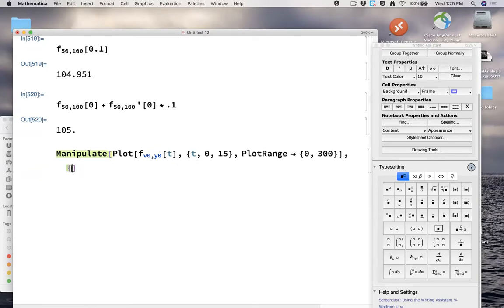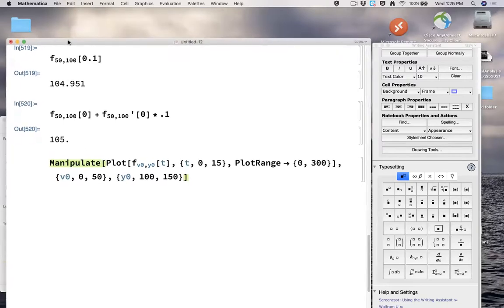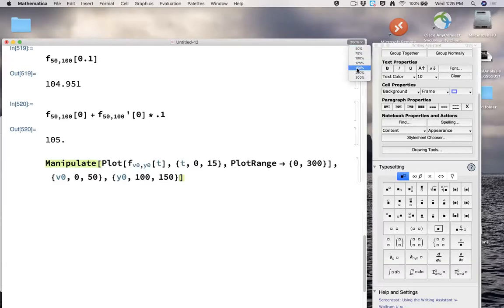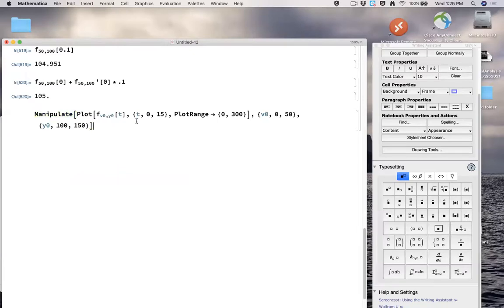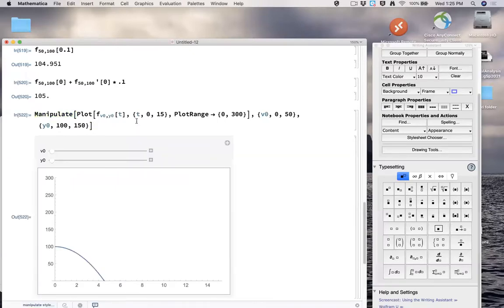Well, what kind of input? If I want to make an animation that allows me to change V0 and Y0, something like this will do. V0, comma 0, comma 50 inside curly braces, and say Y0, comma maybe 100, comma 150. What's this going to do? This is now going to produce a graph that I can change as V0 and Y0 change. If I enter this, here's what it looks like.